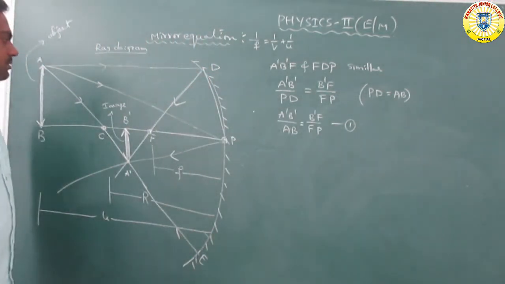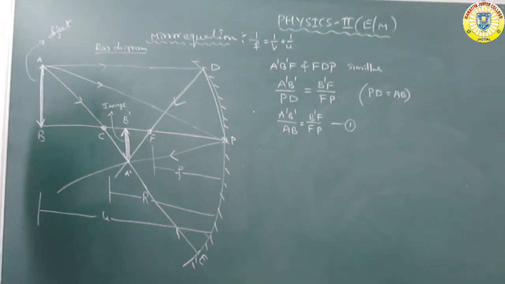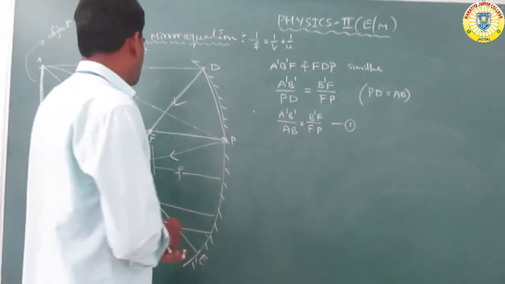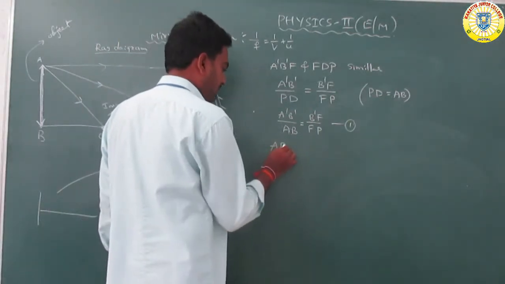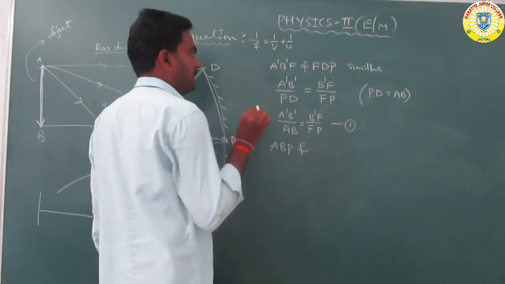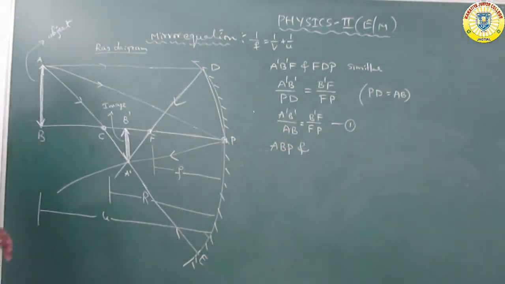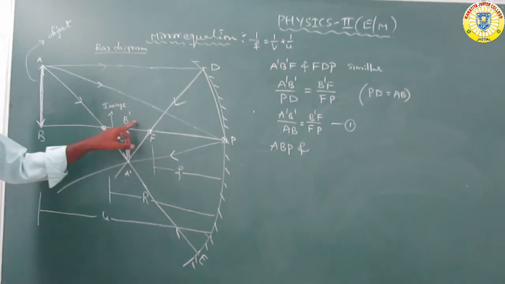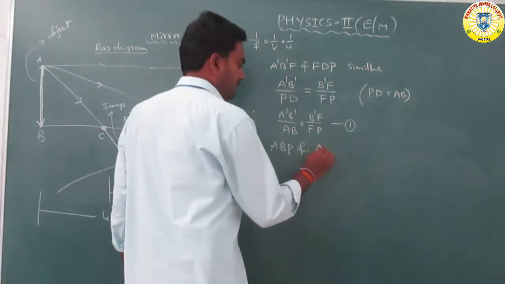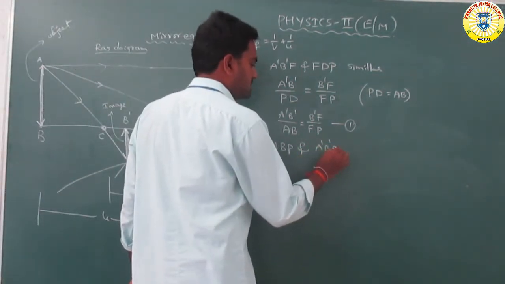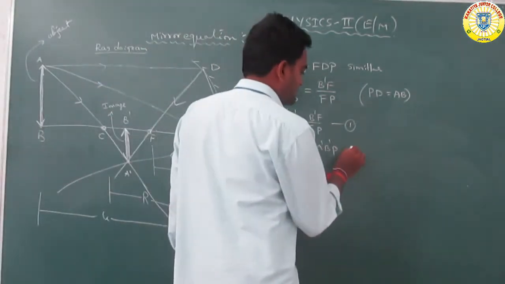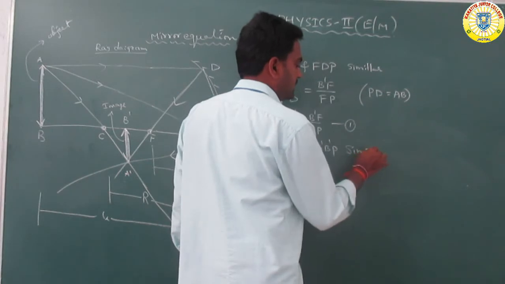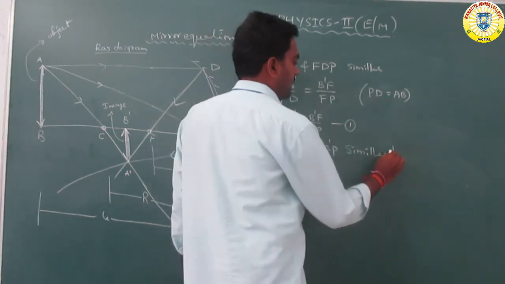Now taking another two triangles. A B P is one triangle, and A dash B dash P is another triangle. These two triangles are similar triangles.